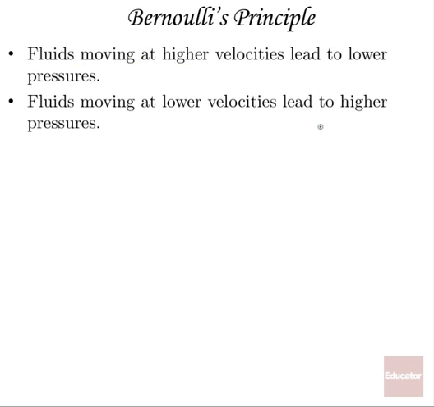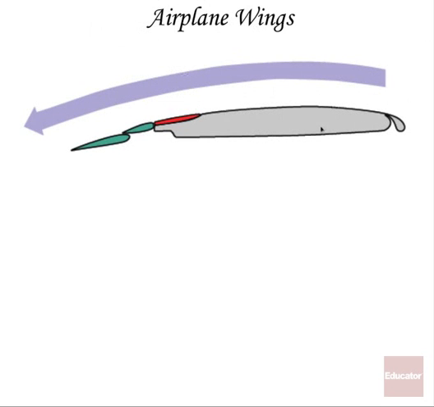So let's start by talking about Bernoulli's principle qualitatively. Bernoulli's principle states that fluids moving at higher velocities lead to lower pressures, and fluids moving at lower velocities lead to higher pressures. This comes into play quite a bit when you talk about the design of an airplane wing.